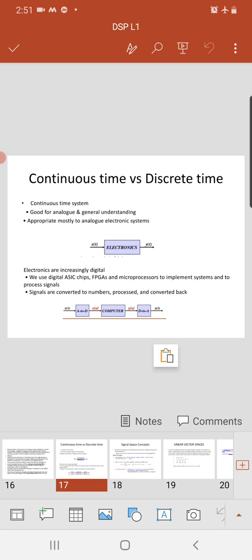So if x of t, that is a continuous signal, is the analog input, it is given to the A to D converter, that is, the analog to digital converter. Then the output of this is x of n, and it is given to the computer, or we can say it is given to one system. The output of this computer or system is y of n. It is again given to the D to A converter, that is, the digital to analog converter. Then the output of this system is again y of t, that is, in analog form.